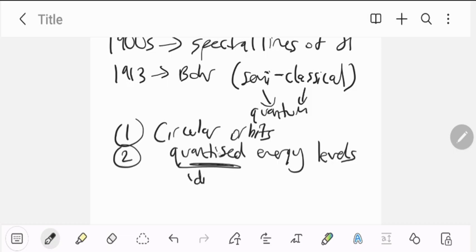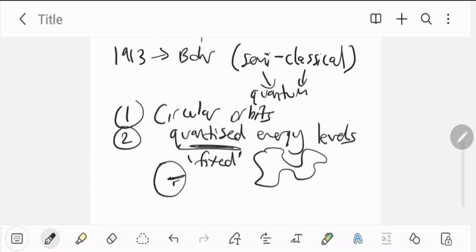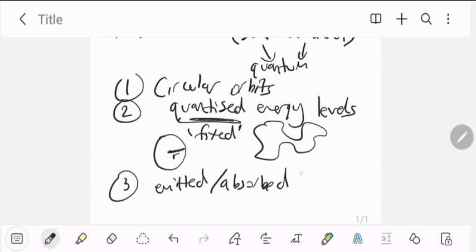Quantized means discrete or fixed. You can't have orbits like this all over the place. You can have orbits that are like this, fixed in radius, let's say. They do so without emitting any energy, so there are stable orbits, much like the planets orbit the sun. You don't see Earth hopping out of its orbit every now and then. Another postulate is that energy is only emitted or absorbed when electrons jump between energy levels.